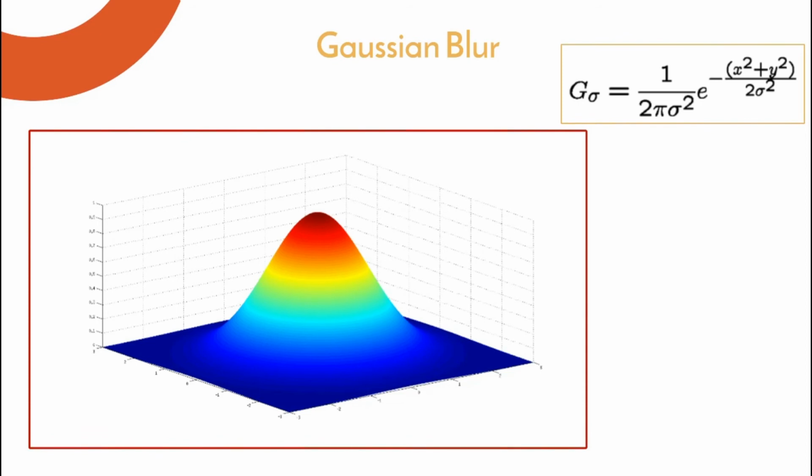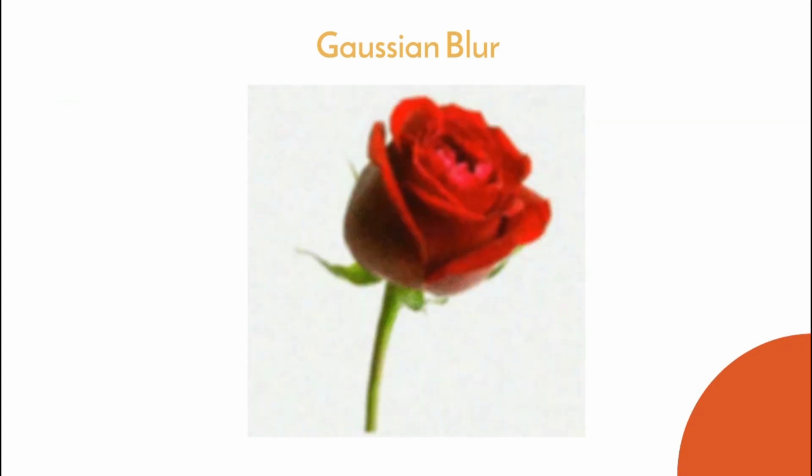It is widely used to reduce the image noise and reduce detail. Gaussian blur doesn't weight each pixel equally. However, the closer a pixel is to the center, the greater it affects the weighted average used to calculate the new center pixel value.